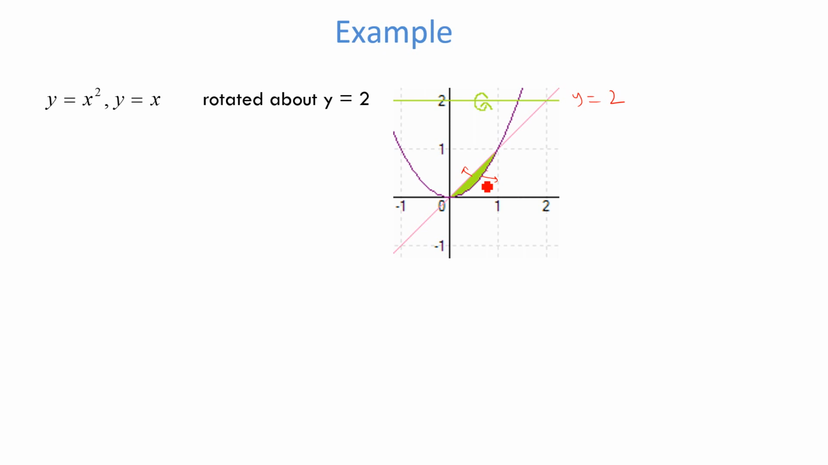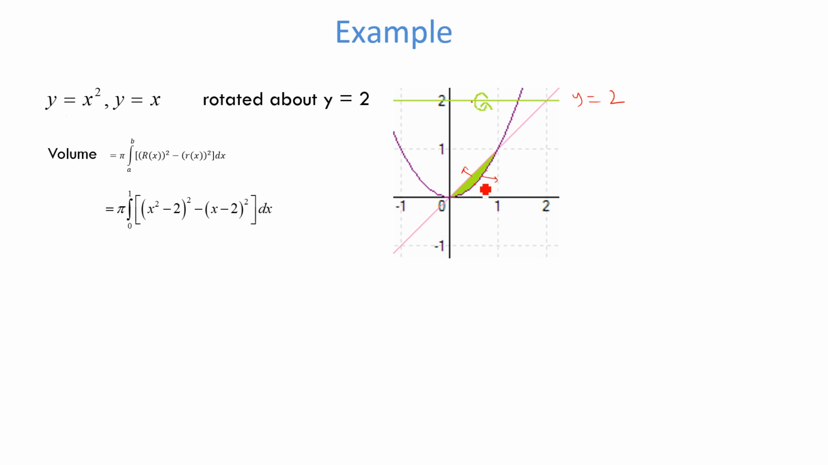Okay, so the distance from this line to this line will give us the outer circle's radius, and similarly the distance from this to this will give us the inner circle radius. So R(x) is the outer circle, minus r(x), lowercase r(x) is the inner circle. So by plugging in the values, this curve is the outer circle, and the equation of this curve is y = x².